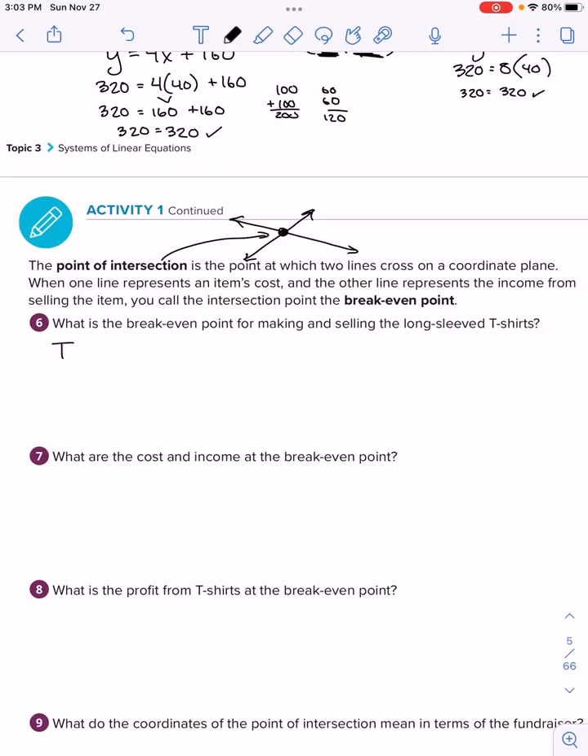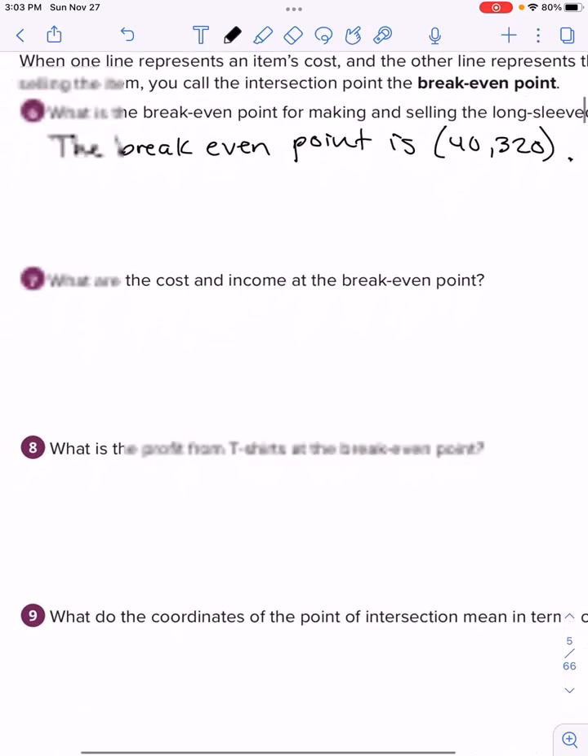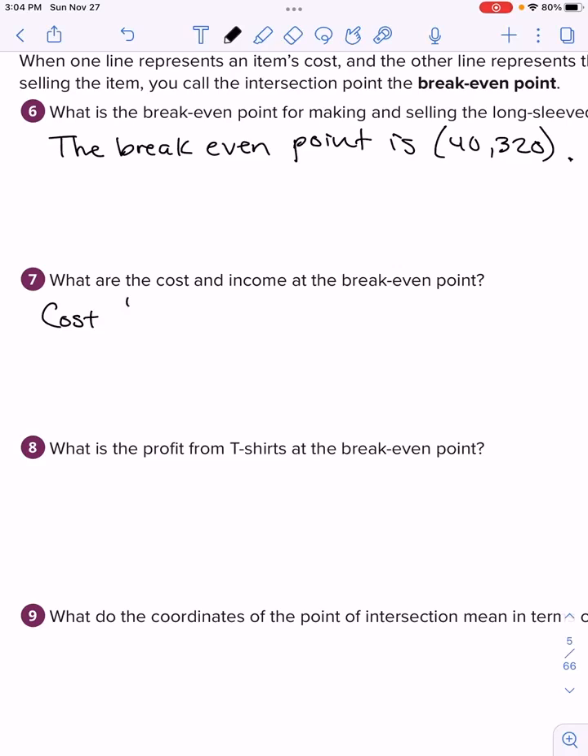The break-even point is 40, 320. What are the costs and income at the break-even point? Right, the cost for us to buy the shirts and the income from selling the shirts are both $320.